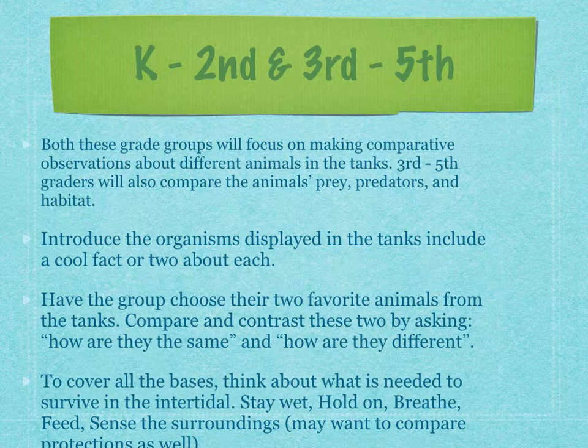For the 3rd through 5th graders, after you have compared one pair of animals, you can also ask the students to make a hypothesis about where the animals live, what they eat, and what eats them by thinking about what the animal looks like and what they are doing in the tanks. After they have tried to guess, you can give the students the answers, but it is best for them to learn how to use observations to make predictions.